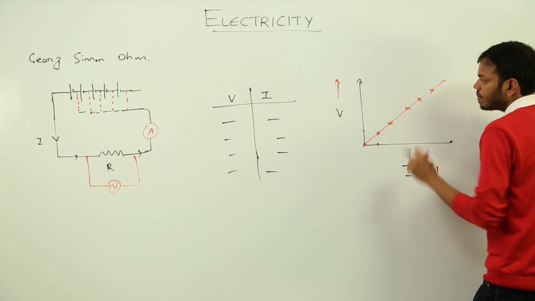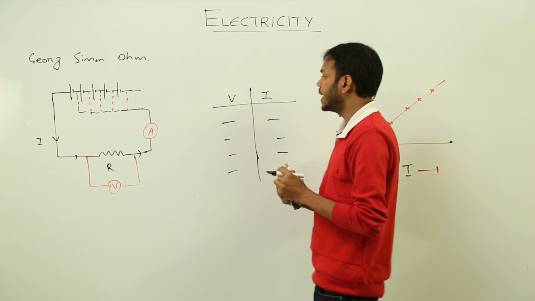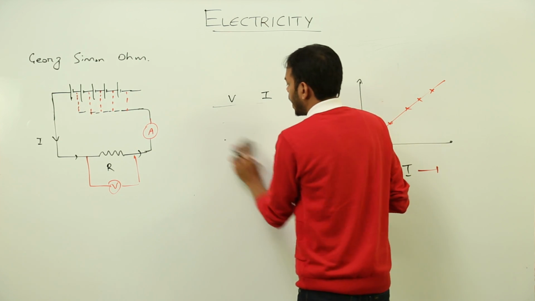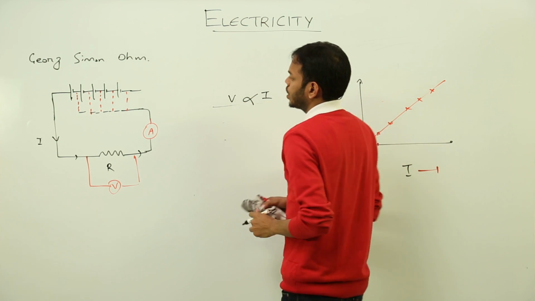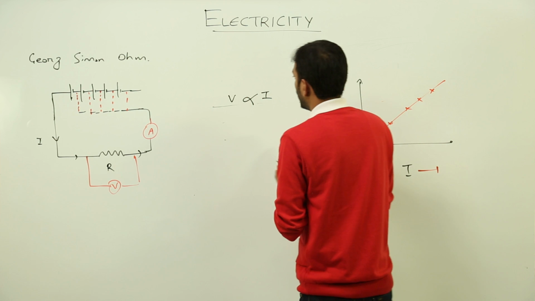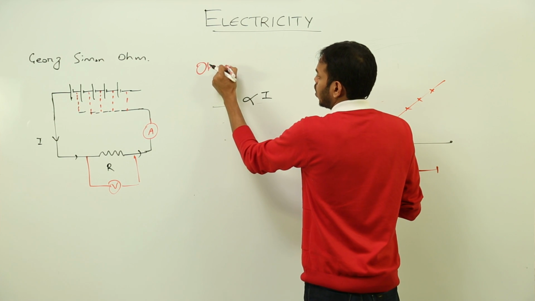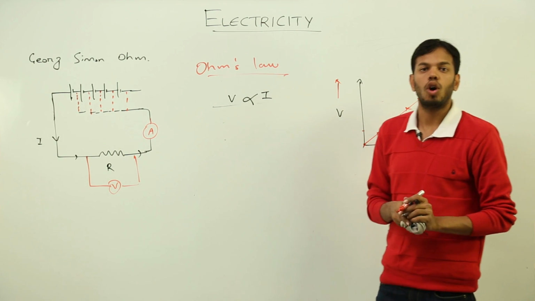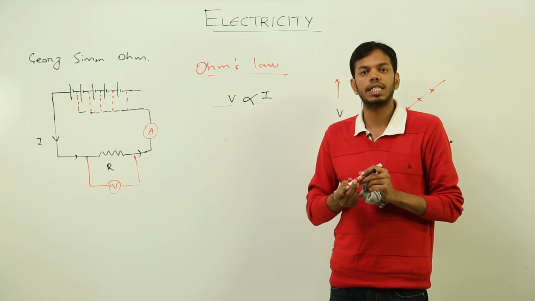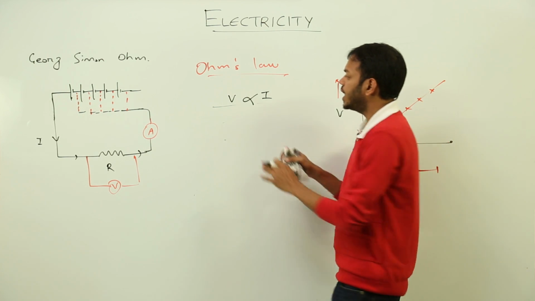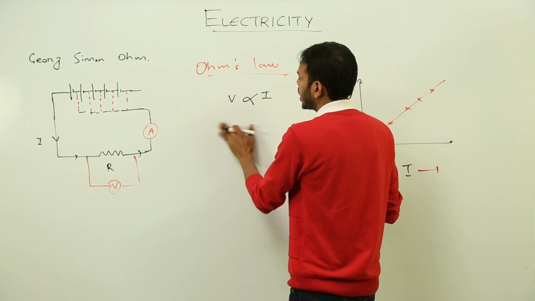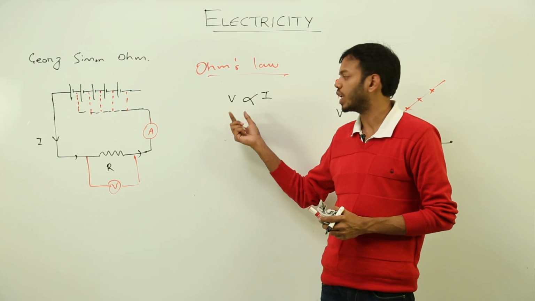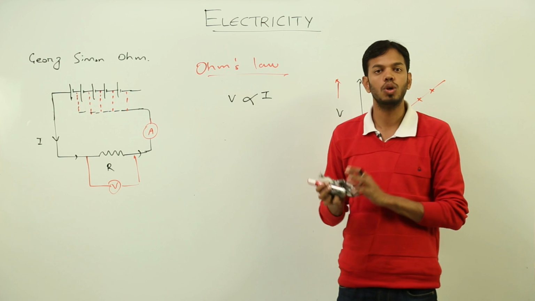That means, what does this straight line represent? This represents that voltage and current are directly proportional. And this whole thing is known as Ohm's law. So what is Ohm's law? At constant temperature, that means if temperature is not changing, potential difference is directly proportional to current flowing in the conductor, or current is directly proportional to potential difference applied across the conductor. Both these statements are right.